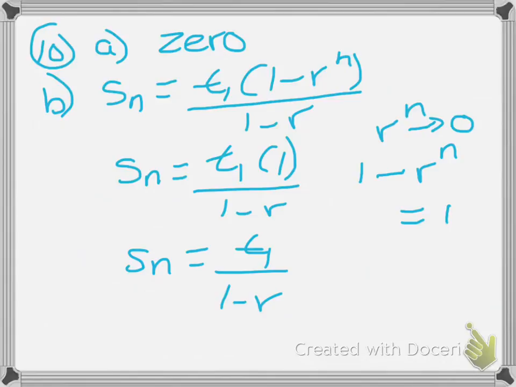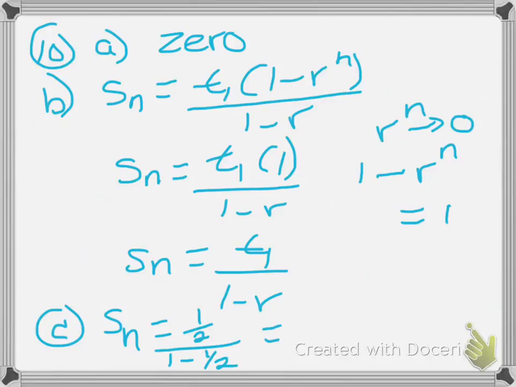So then, final question, last but not least. Use your formula from part B to determine the sum of the infinite geometric series. And we can do that, but we already know the answer. S sub n is equivalent to our first term, which is 1/2, divided by 1 minus r, and our r is 1/2, which equals 1.